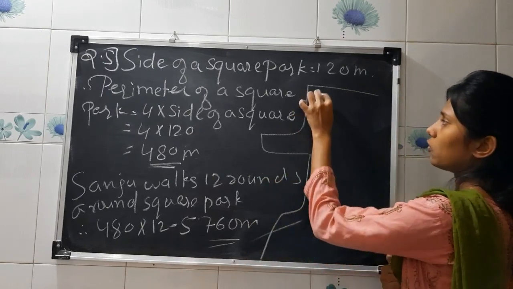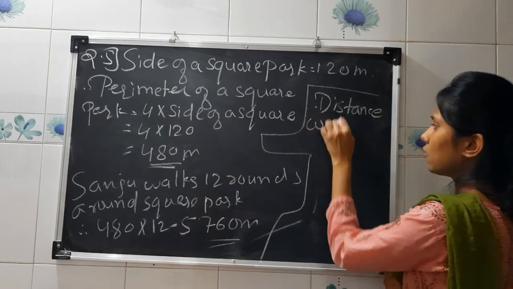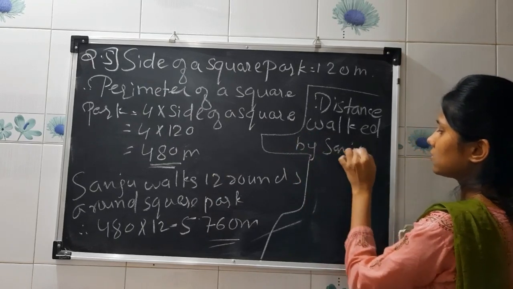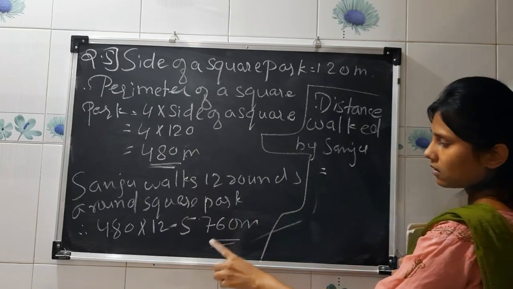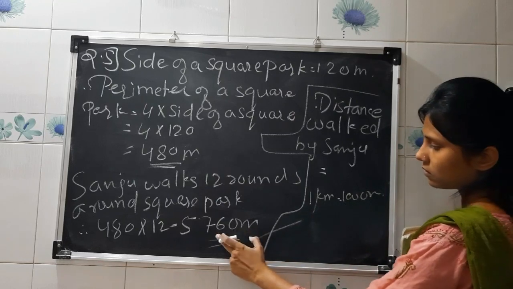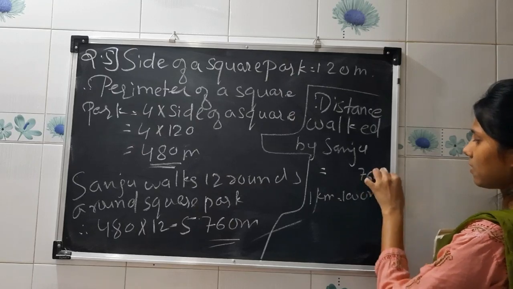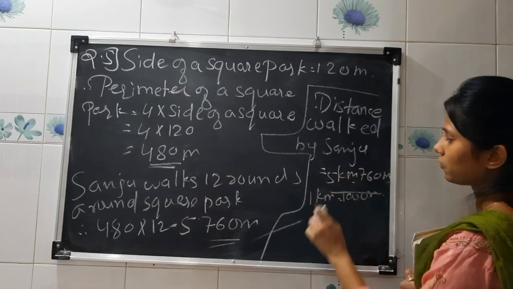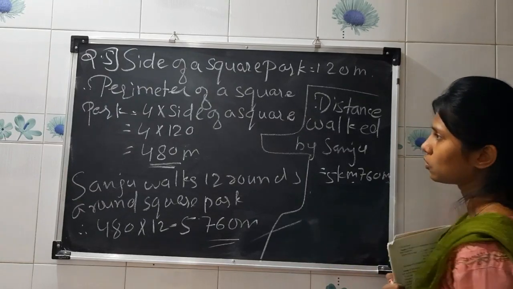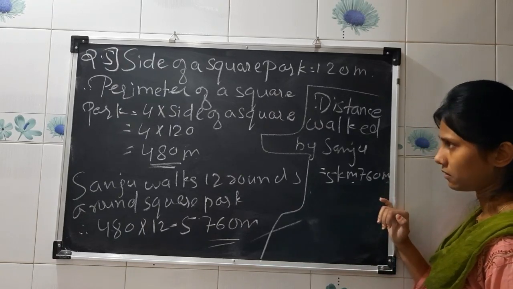So, therefore, distance walked by Sanju is, we know that 1 kilometer is equal to 1000 meters. So we have to take this 760 as meters and 5 as kilometers. So 5 kilometer 760 meters. Distance walked by Sanju around Square Park is 5 kilometers 760 meters.